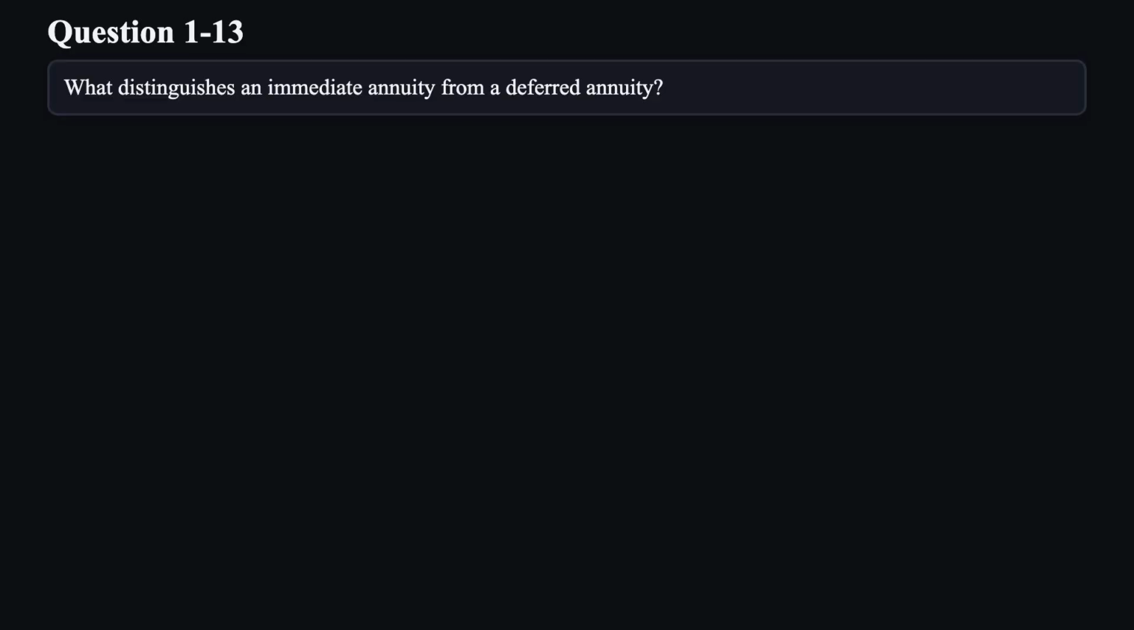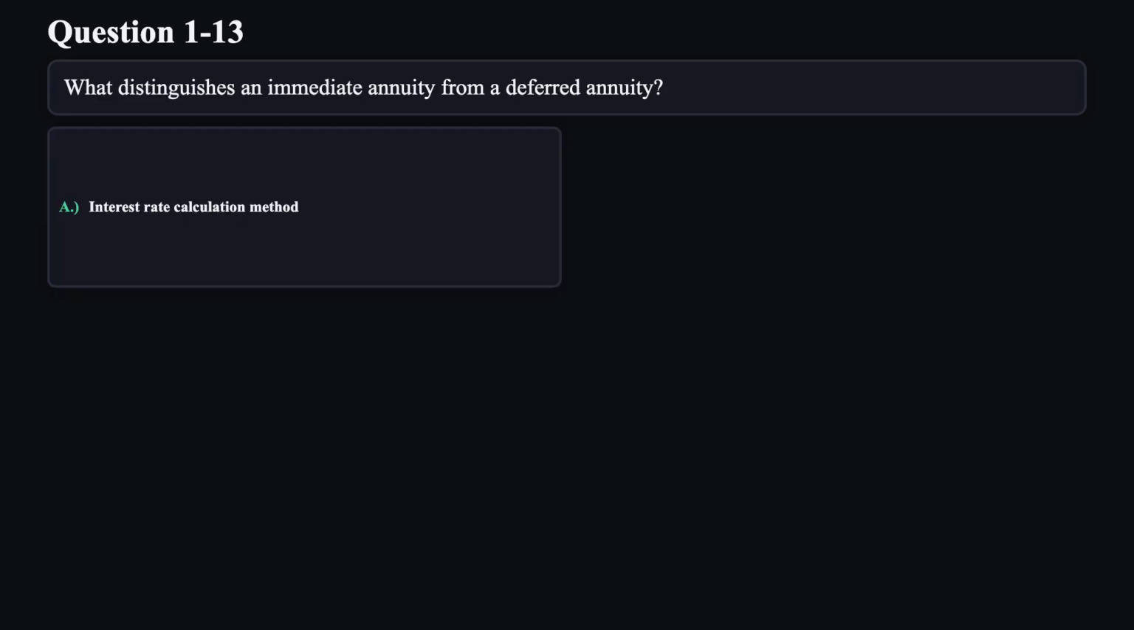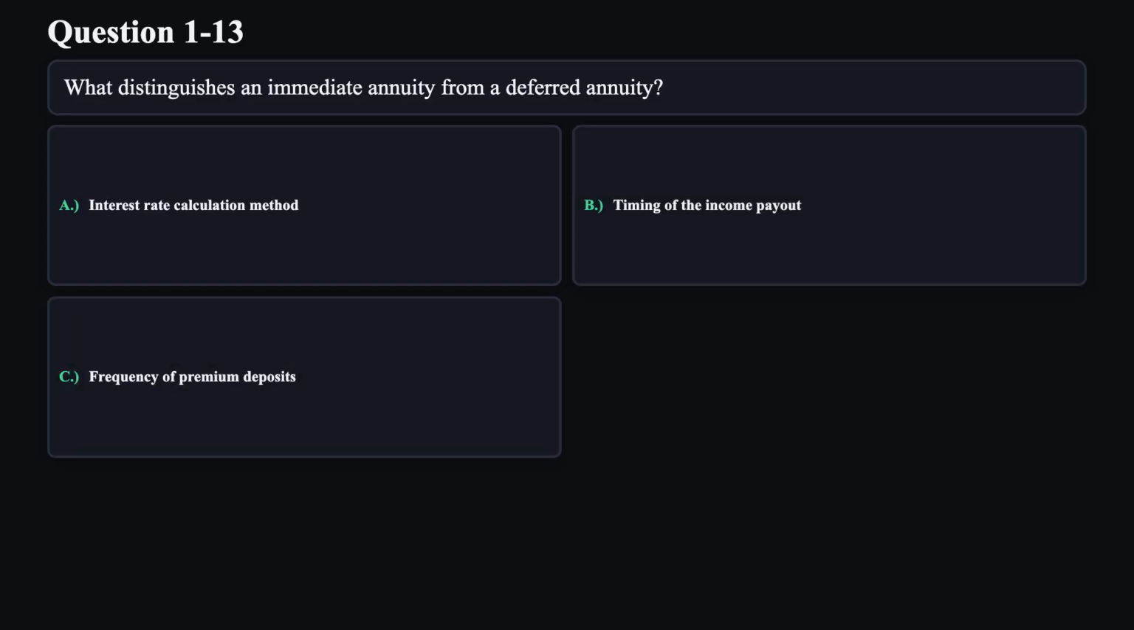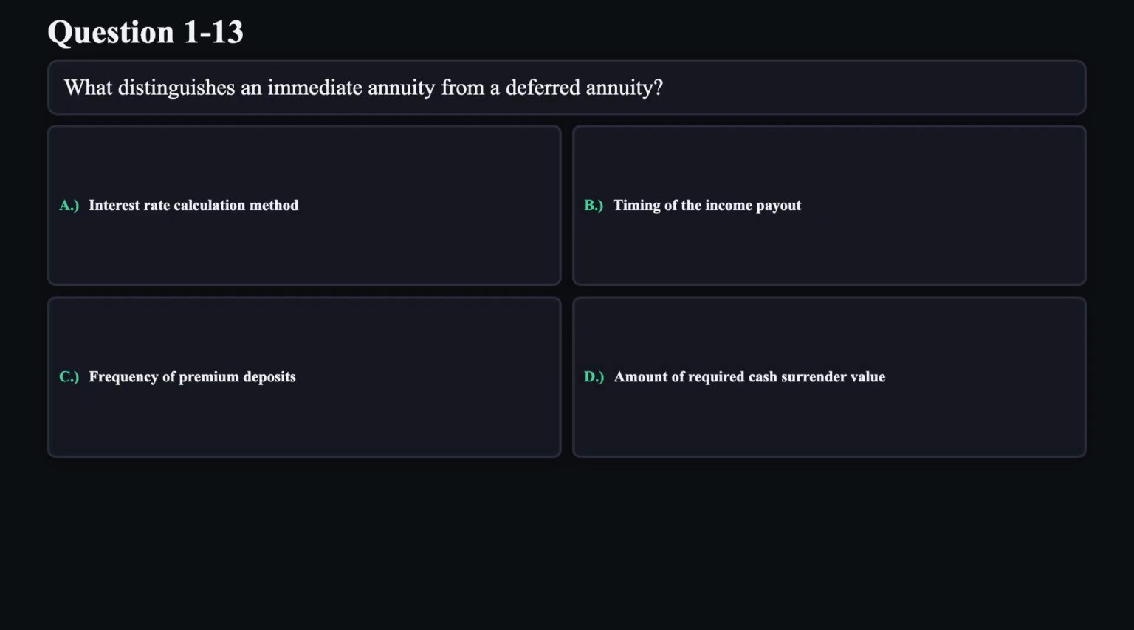Question 13. What distinguishes an immediate annuity from a deferred annuity? A. Interest rate calculation method. B. Timing of the income payout. C. Frequency of premium deposits. D. Amount of required cash surrender value.